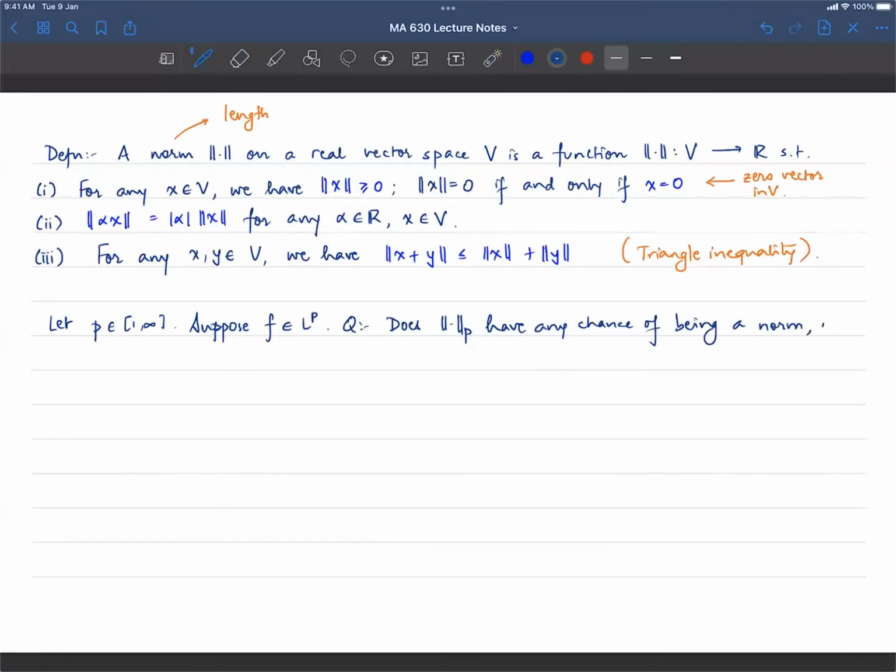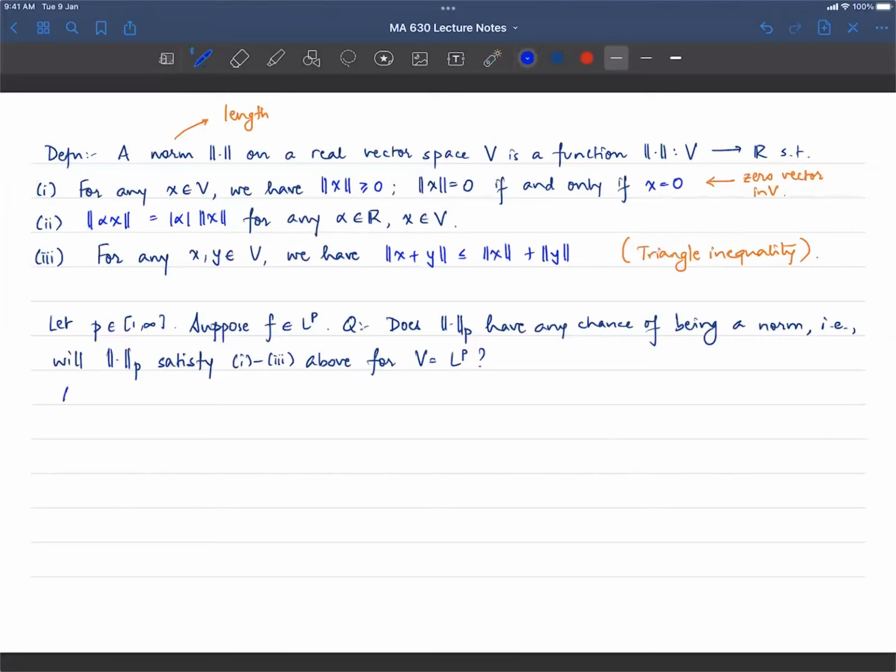In other words, I'm asking, will this satisfy 1, 2, and 3 above for V equals L^p? Now of course, some of these things will require work. In particular, the third one will require a fair bit of work. But I want to draw your attention to one of the things that will happen. I claim that unless we do some course correction and a little bit of clever footwork, with the first one we may have a problem.